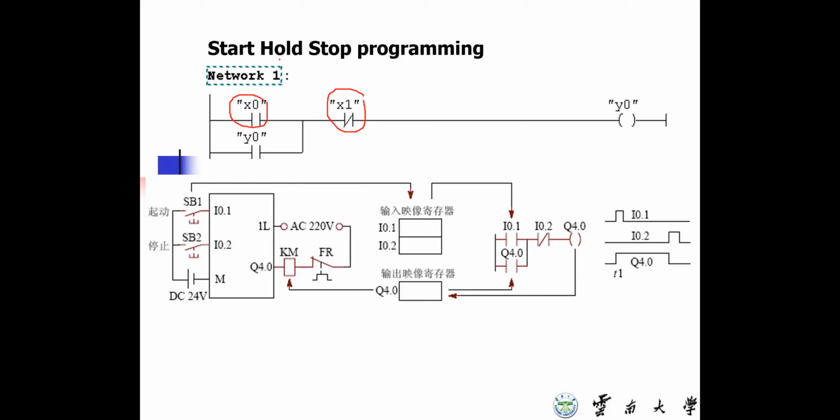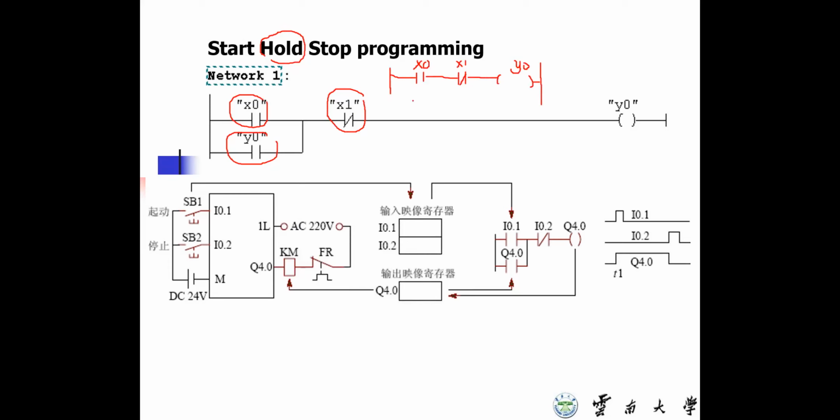And what is a hold? This one. This means hold. Because when we see X0 or this one, and X1, equal to what? Equal to Y0.